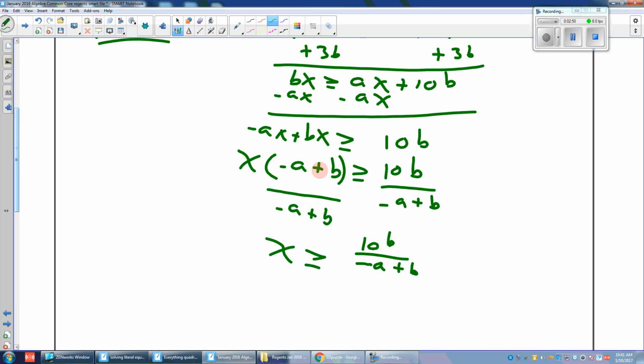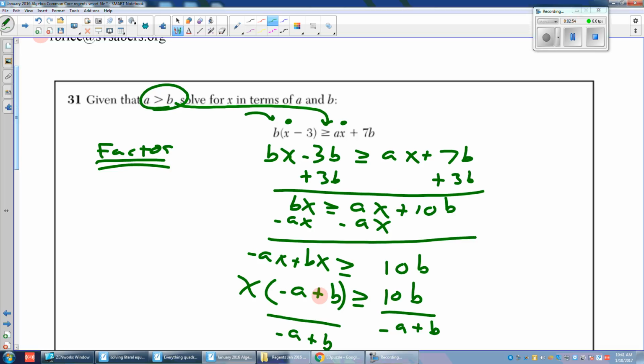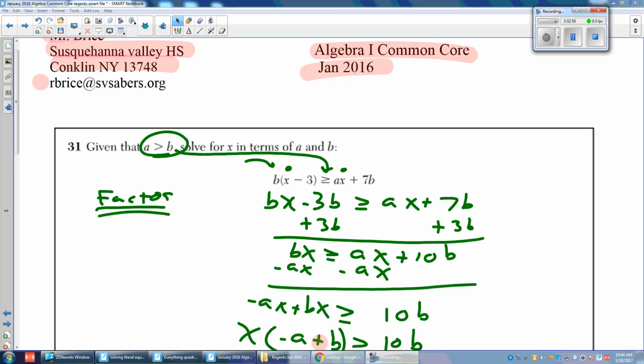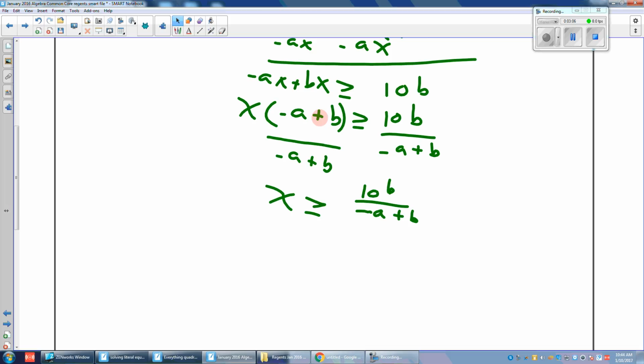Let's just make sure that b is really greater than a. Oh, hang on a second. Well, how about that? It says a is greater than b. So let's go down here, and I'm going to show you why we have to make one more adjustment here.